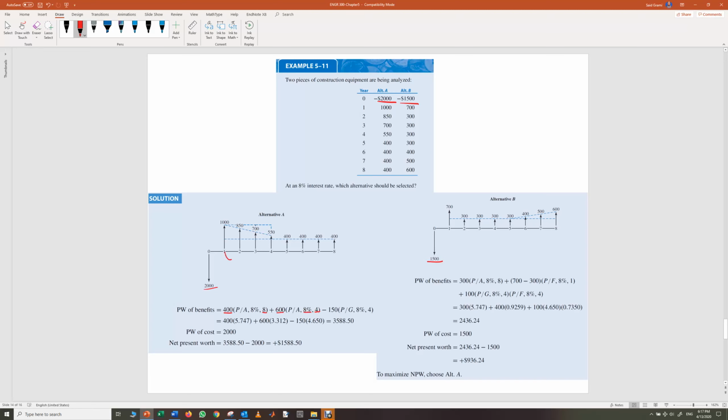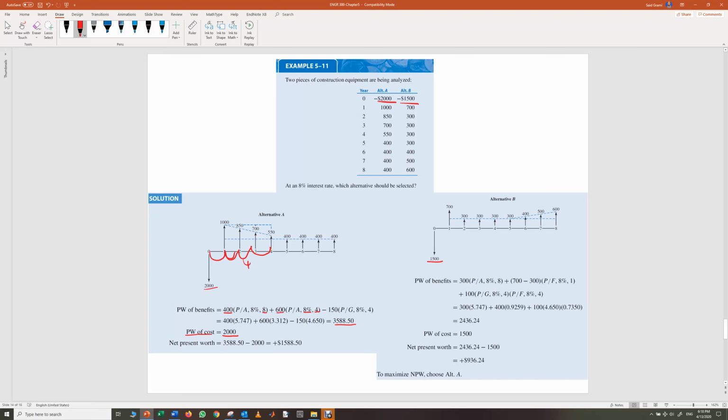So we have 1, 2, 3, 4, and 0, 1, 2, 3, 4. So 4 years here. And since it's decreasing, the gradient will come with a minus: minus 150, looking for P given G, 8%, 4 years. So we calculate, and for the present worth cost we have 2,000, which is the initial cost. So when we calculate, we get a present worth of benefit of 3,588.5, and the present worth of cost is 2,000.